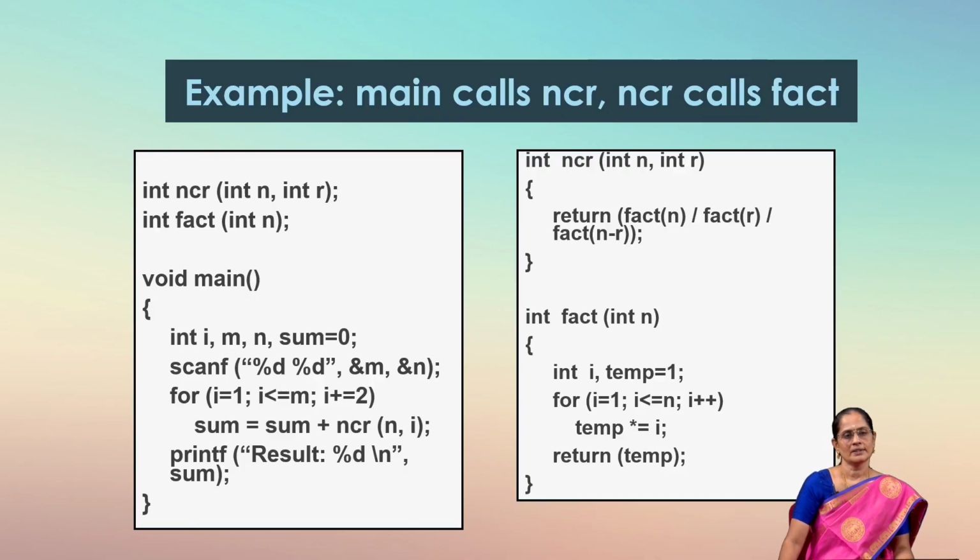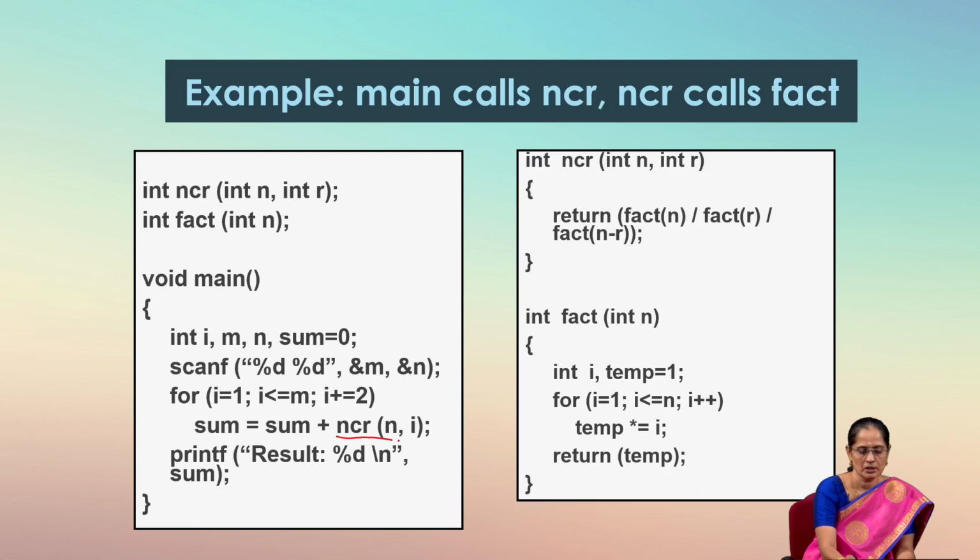Now, let us assume a main function which calls two functions, NCR and fact, where NCR calls fact. We have two user defined functions here, NCR and fact. The main function calls NCR, which in turn calls fact. So, this way of calling a function within another function is called nested functions.